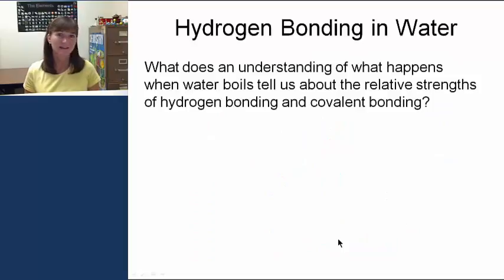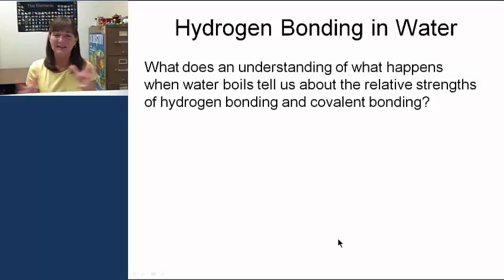So focusing a little bit more on hydrogen bonding in water, what does an understanding of what happens when water boils tell us about the relative strength of hydrogen bonds compared to covalent bonding? I sometimes get some students who think that when you've got water, it is H2O. It's two hydrogens bonded to one oxygen.